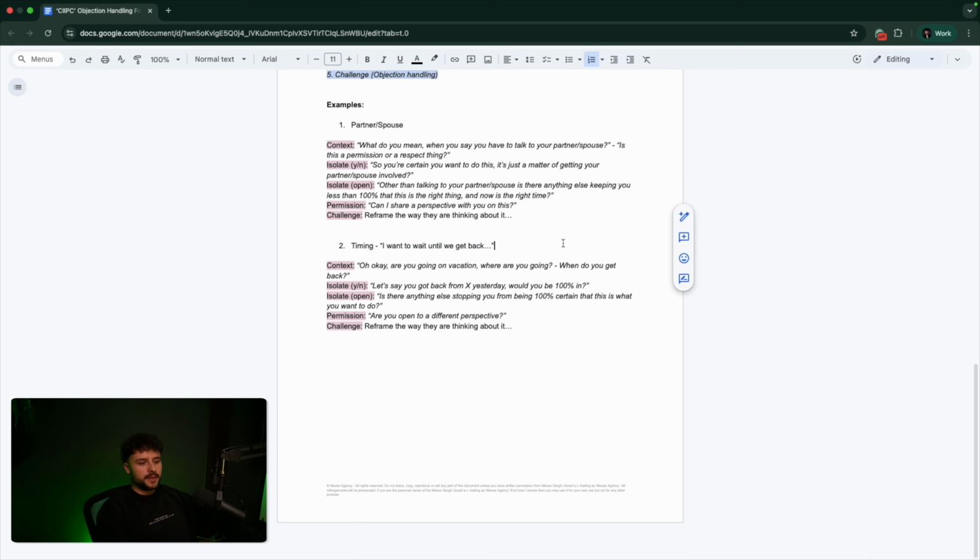Now, the second example is timing. I want to wait until we get back from such and such. I want to wait until I get some funds from clients. I want to wait until New Year's because it's a whole fresh start, whatever it is, right? I want to wait. Like it's a timing thing.